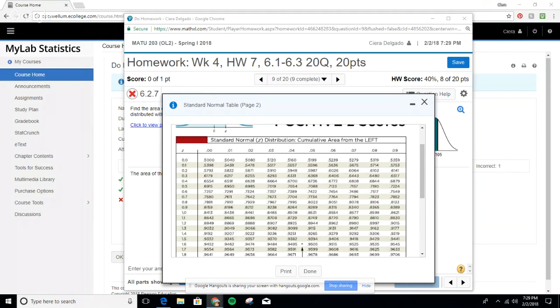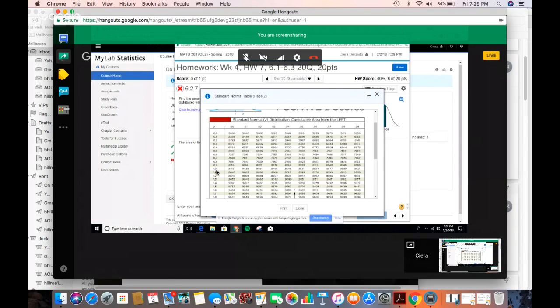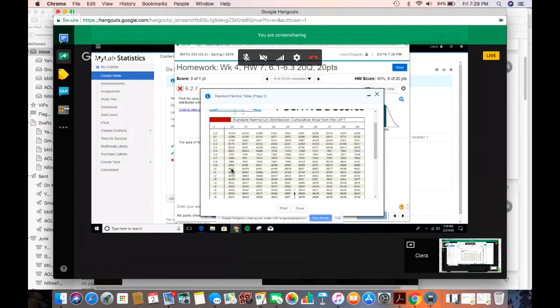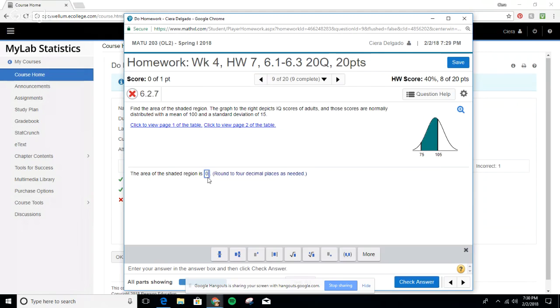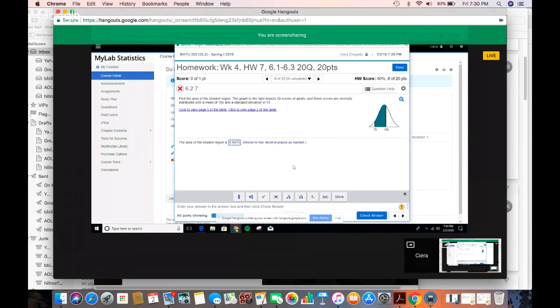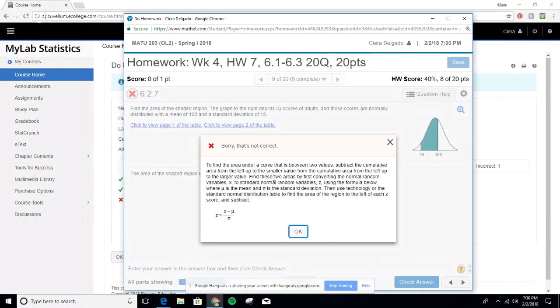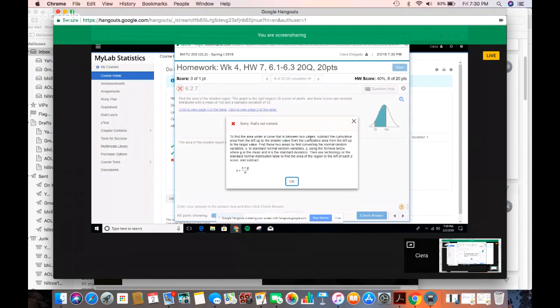Where were you pointing? It's the 1 point right there, and then it's 0.00. Oh, the intersecting number. Okay. 0.8413. Let's see. Dang. Sorry, that's not correct.